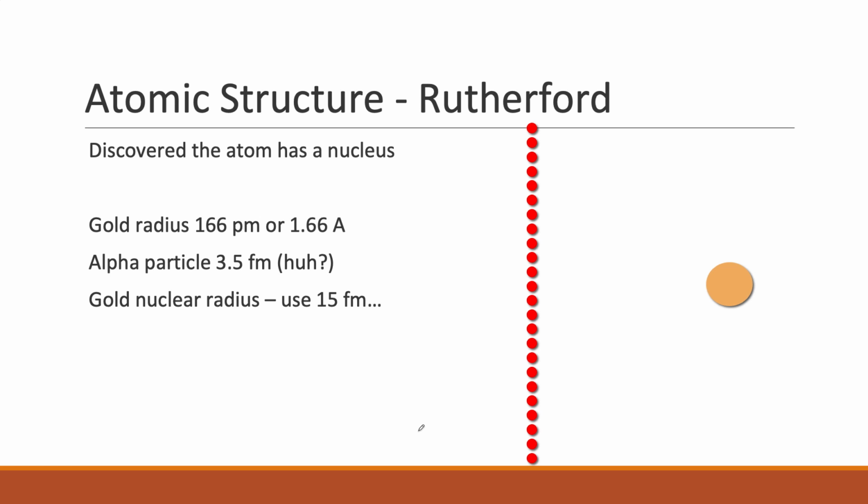All right, we come to the end of this atomic structure. We got Rutherford, who discovered the atom has a nucleus. This is his experiment. He also discovered protons, which were positively charged, and we call them positively charged. With this, he was influential in looking at atomic structure. And so we have a gold radius of 1.66 picometers or 1.66 angstroms.